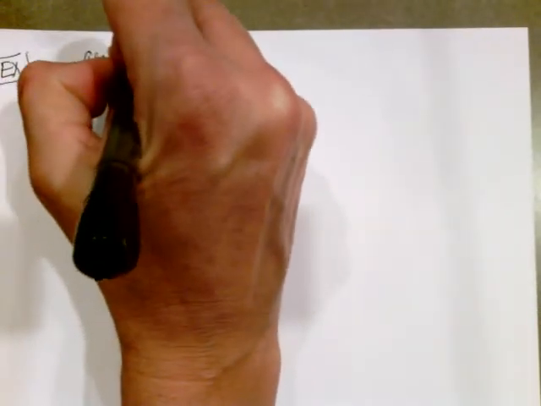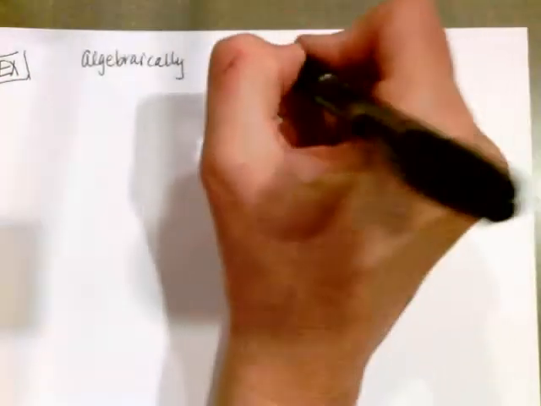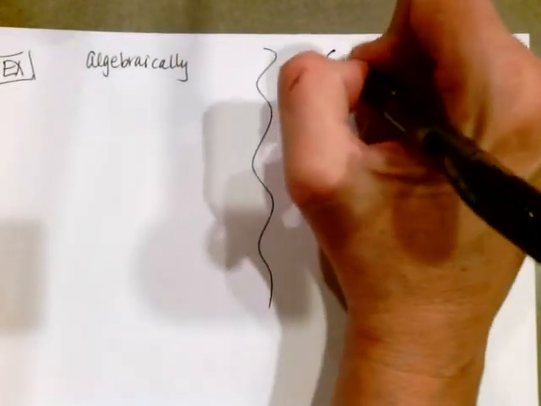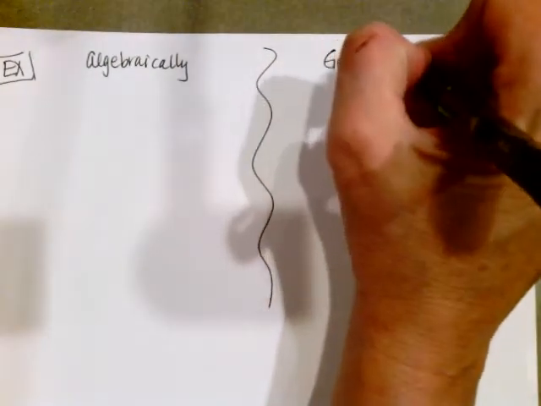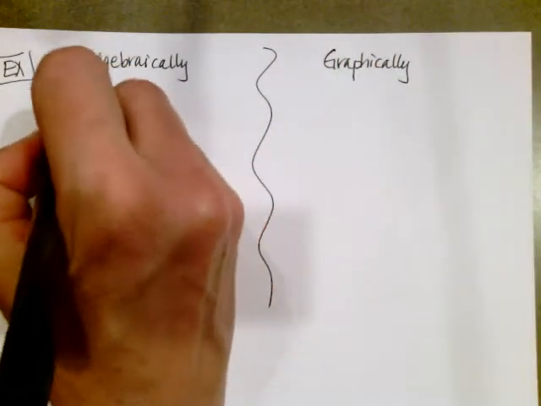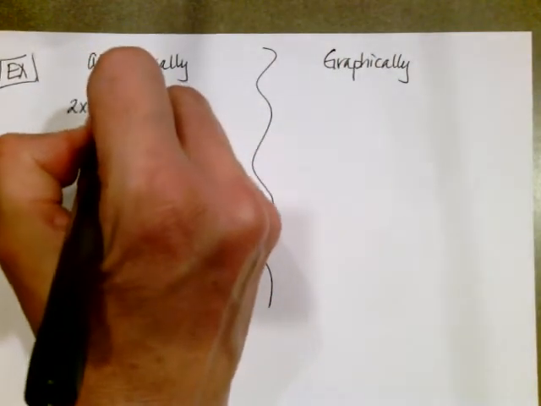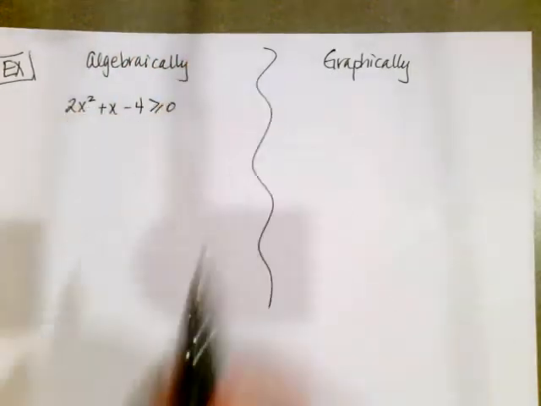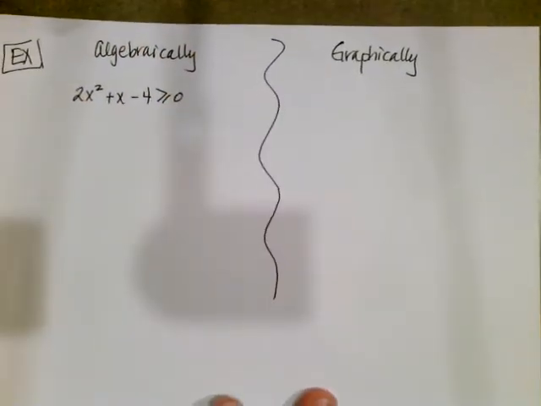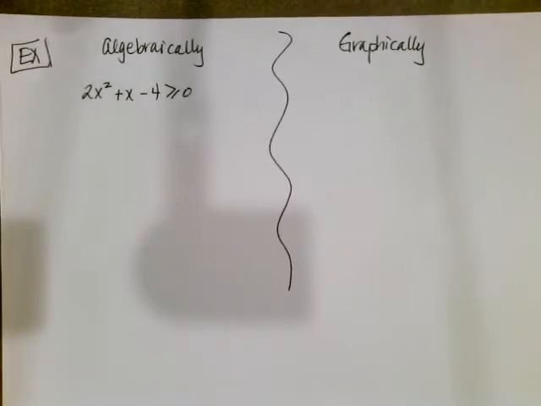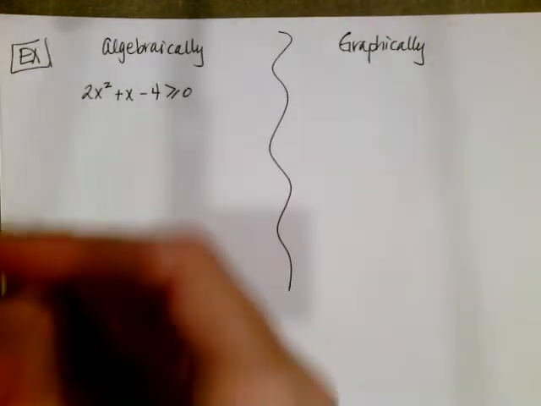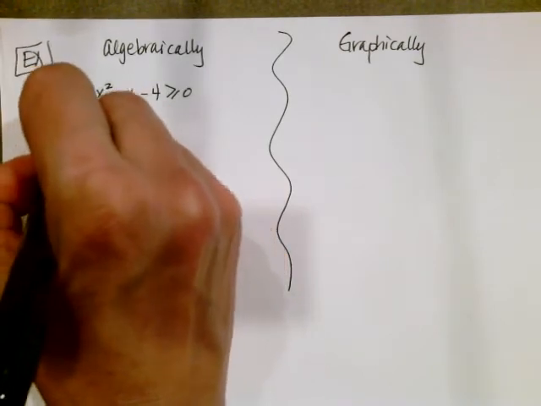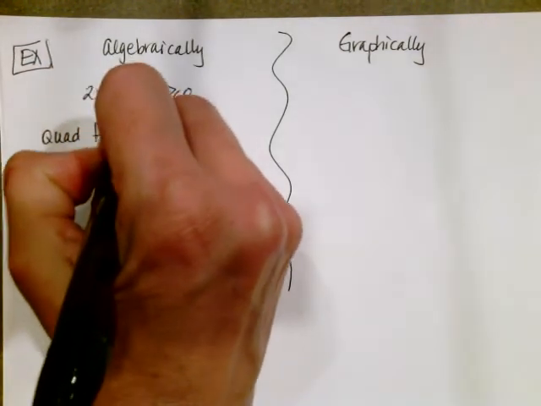All right, so now let's do another example, and I'm going to do the same thing with this one. We're going to solve it algebraically, and then we'll solve it graphically. All right, your equation is going to be 2x squared plus x minus 4 is greater than or equal to 0. So if I look at this right off the bat, I notice that it's not factorable. So I'm going to do the quadratic formula to come up with my critical points.